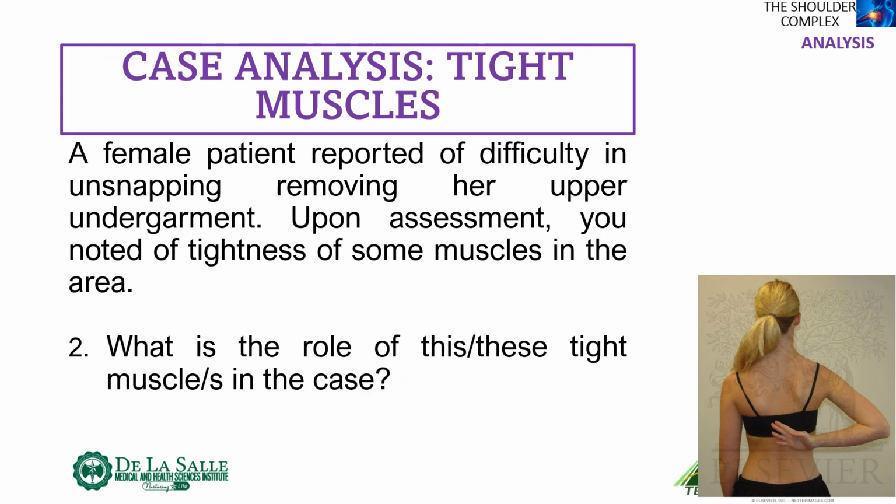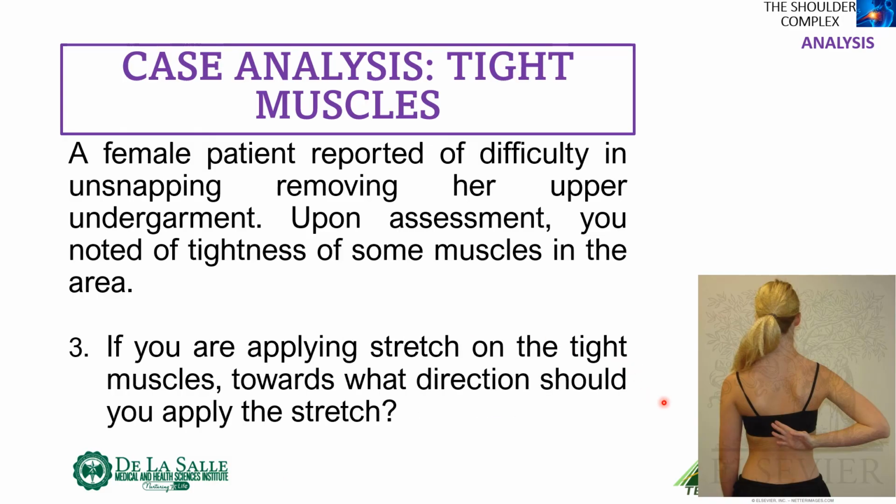What is the role of these tight muscles? So the role of your shoulder external rotators in this motion, which is shoulder internal rotation, is antagonist. Antagonist because they have the opposite action to the action required to perform this motion in the shoulder complex or shoulder joint.